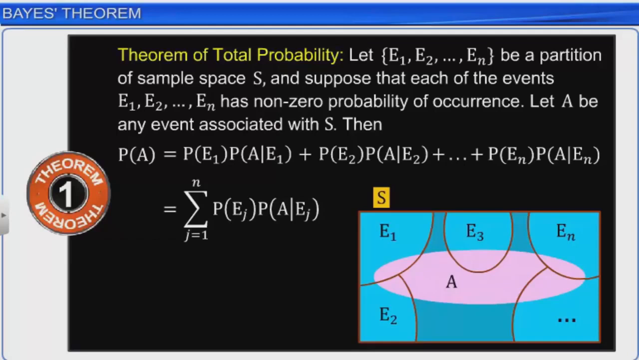Let the set of events E1, E2 and so on till En be a partition of sample space S, and suppose that each of the events E1, E2 and so on till En has non-zero probability of occurrence. Let A be any event associated with S. Then the probability of A is equal to the summation of the product of the probability of Ej and the probability of A given Ej, where j is running from 1 to n.